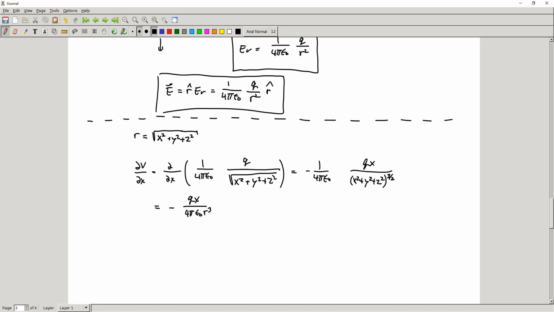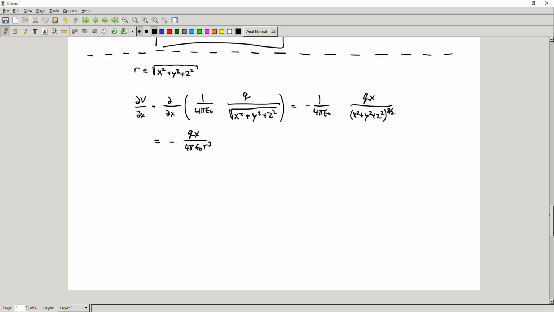So that's fine. That's our x component. We need to do the same thing for the y and the z components. As the book does, I'm going to skip some steps here, and basically we're just going to write down the other 2 results. So let's say we had our dv by dy. That's going to give us the same thing, except now we're going to have a y upstairs. So we end up with minus qy over 4 pi epsilon naught r to the 3rd. And for z, dv by dz is equal to minus q, oops, that should be a q, z over 4 pi epsilon naught r to the 3rd, okay?